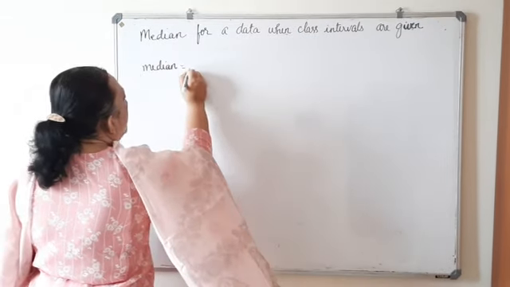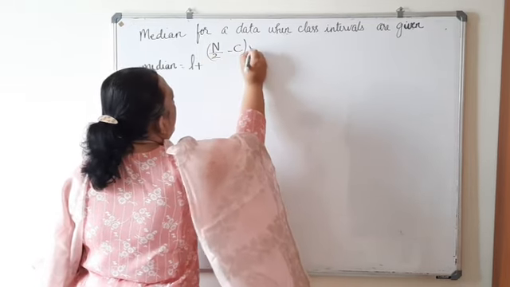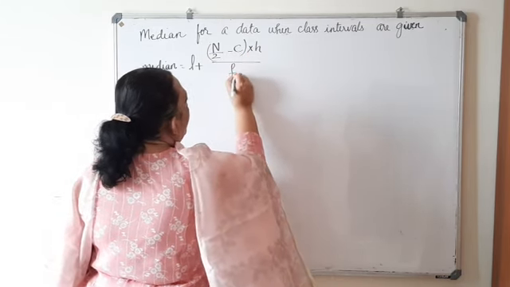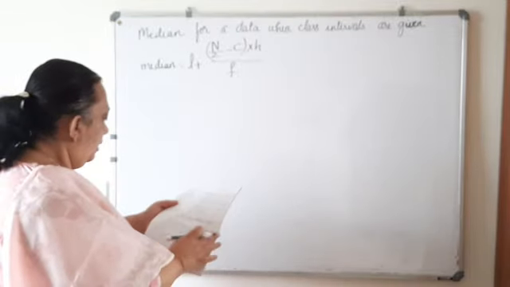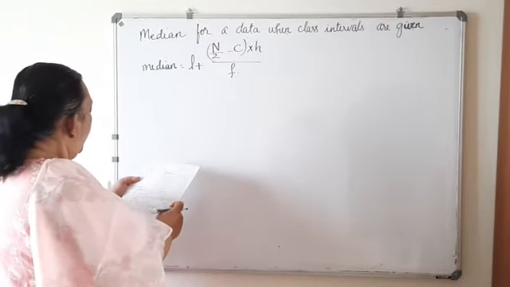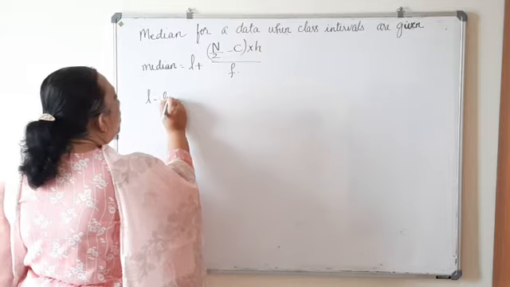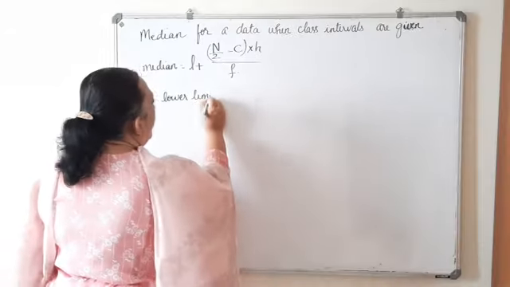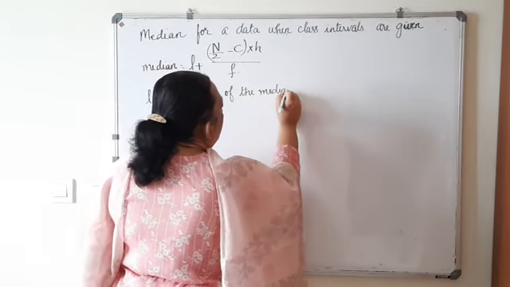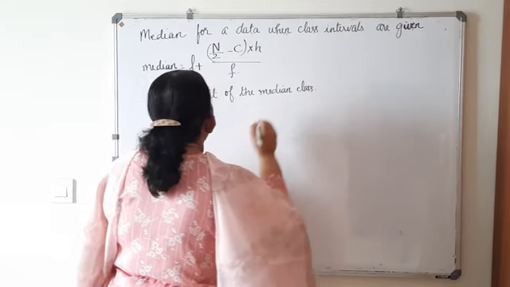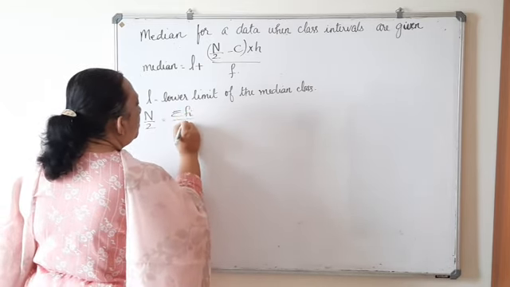Median is equal to L plus (N by 2 minus C) into H divided by F. Copy down. Where L is the lower limit of the median class, and N by 2 is equal to sigma fi divided by 2.